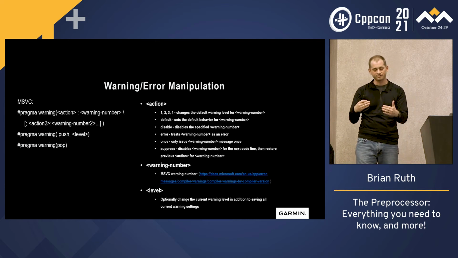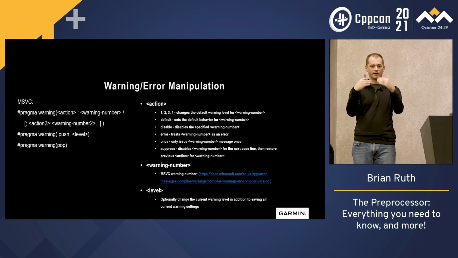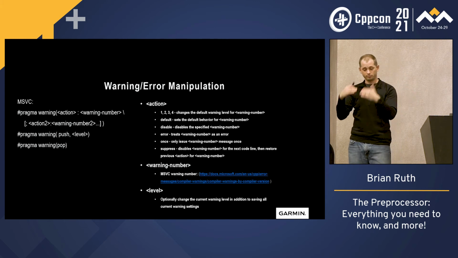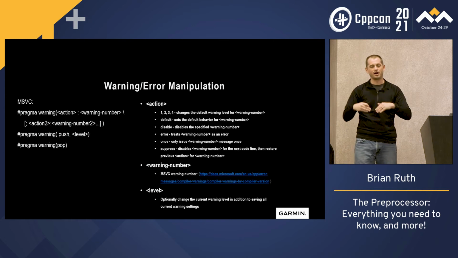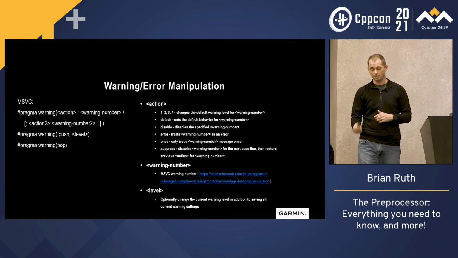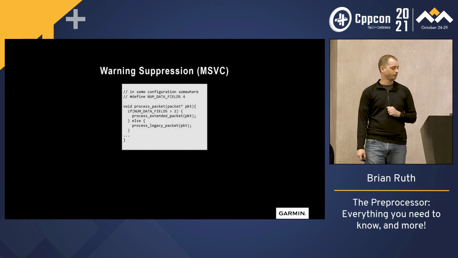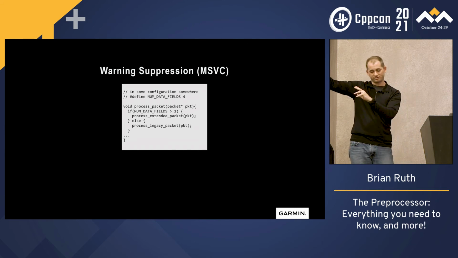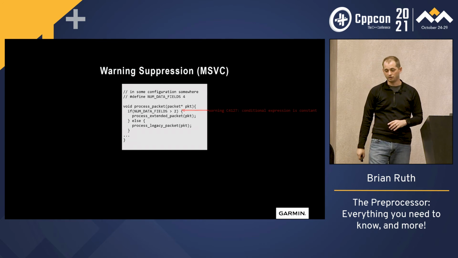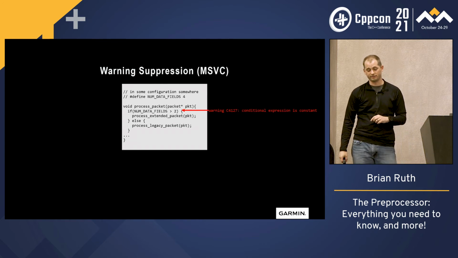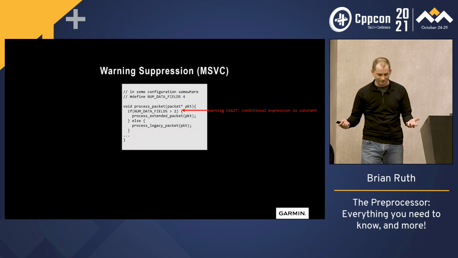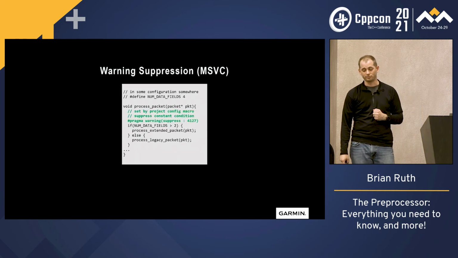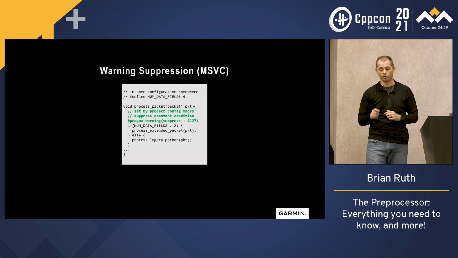So for a particular file, you want to make it so that the file is evaluated as warning level 4, but everything else is warning level 3. You can do a push, do 4, and then do a pop, and it'll restore everything to 3 at a later point. So here's an example where you would use it in MSVC. Here I've got a macro that's defined somewhere else, and you can get this conditional expression as a constant warning. I know it's a warning, I can't change it, so I can put that pragma warning suppress in there, and you won't get that warning anymore.